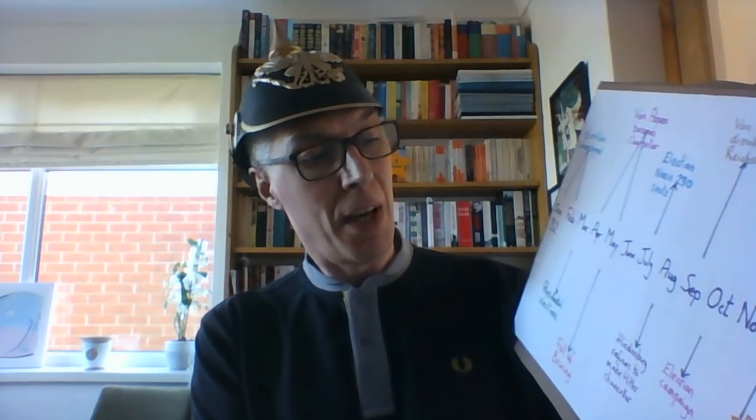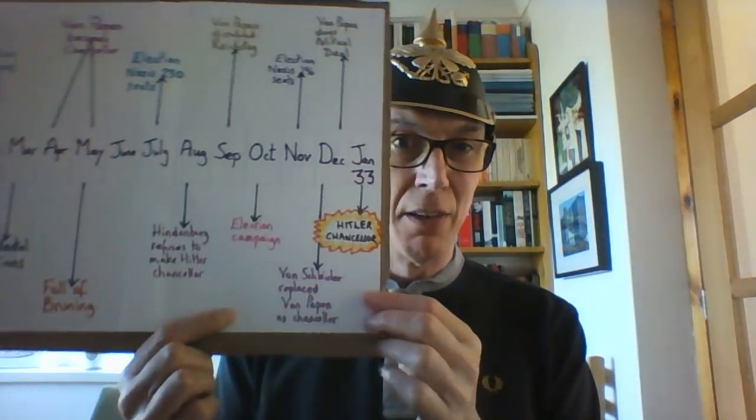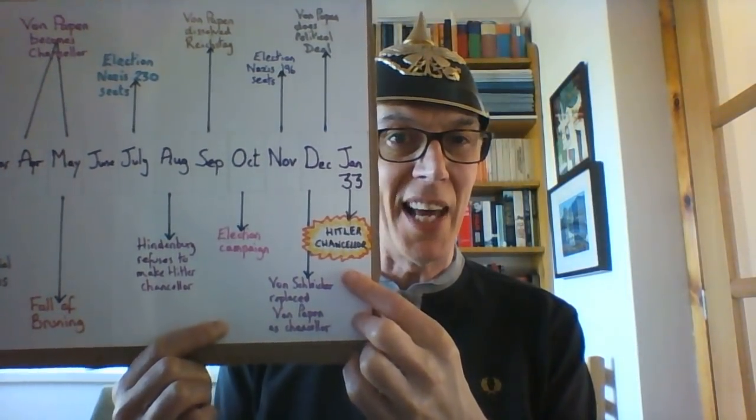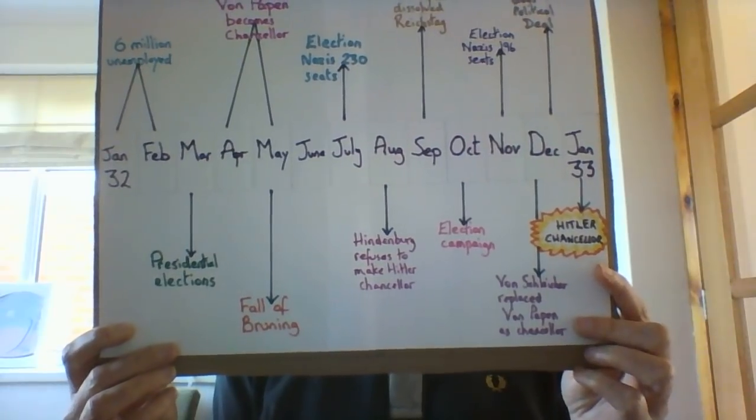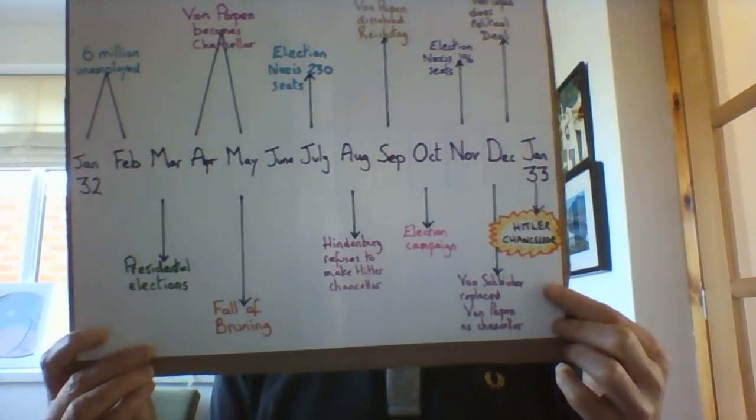So, there we have it. Von Papen does the deal, and on the 30th of January 1933, von Schleicher is removed, and Adolf Hitler became Chancellor of Germany. Finally, he's there. The 12 months, all of the events leading to Adolf Hitler becoming the Chancellor of Germany.